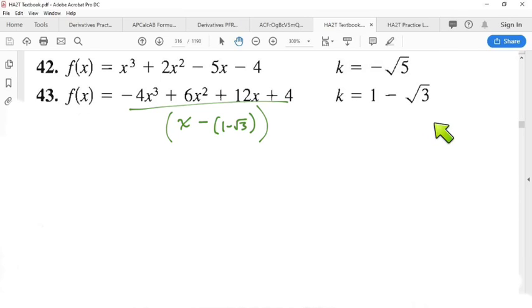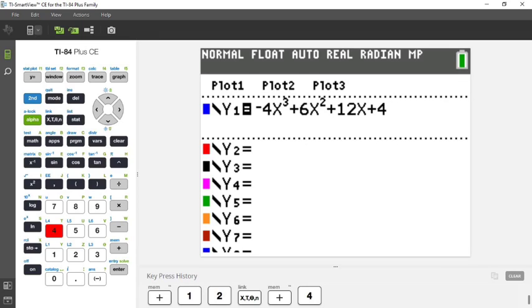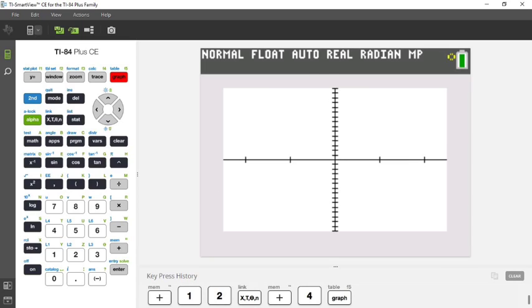Is this an imaginary number? No, it's just irrational. If you guys plugged into your calculator 1 minus rad 3, you'll get a number. And that will be your x-intercept. In fact, let's do it. There it is. In my graphing calculator, if I hit graph, this is what it looks like.